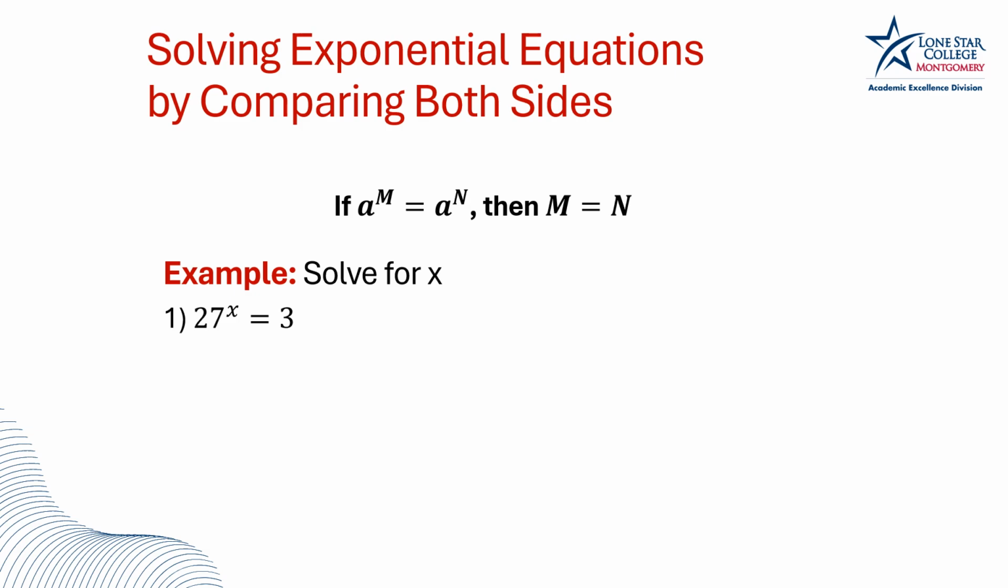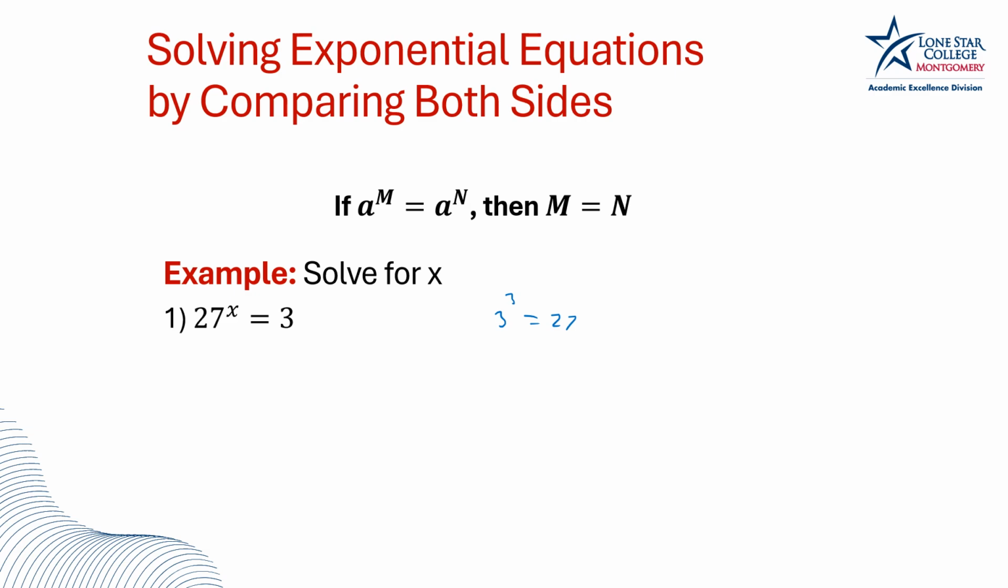So we have 27 to the x equals 3. We look at the bases on both sides here. We have a 27 on the left and a 3 on the right. Obviously, they're not the same, so we need to somehow make them into the same base. Now, if you notice, 27 can be written with a base 3, because 3 to the third equals 27.